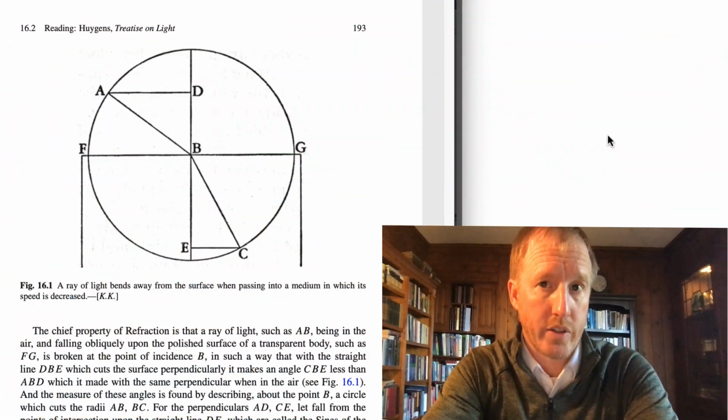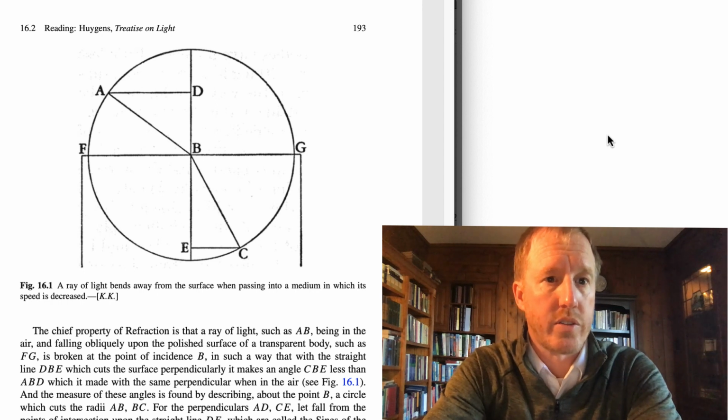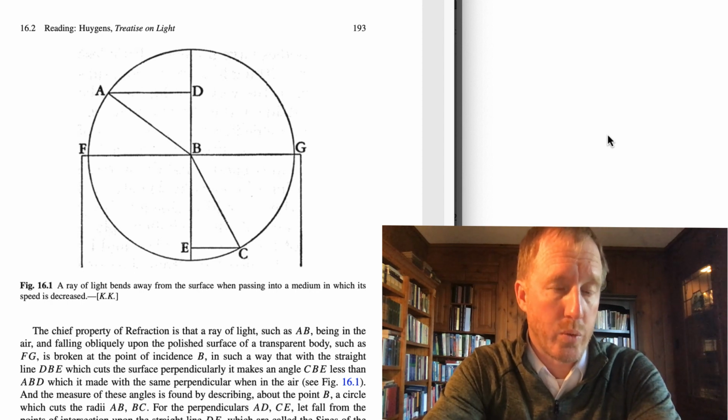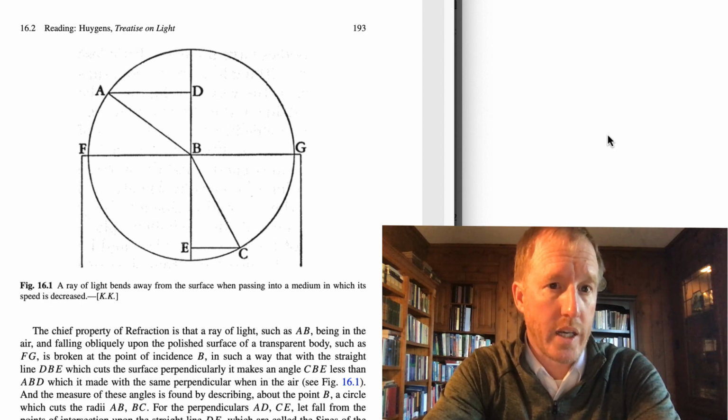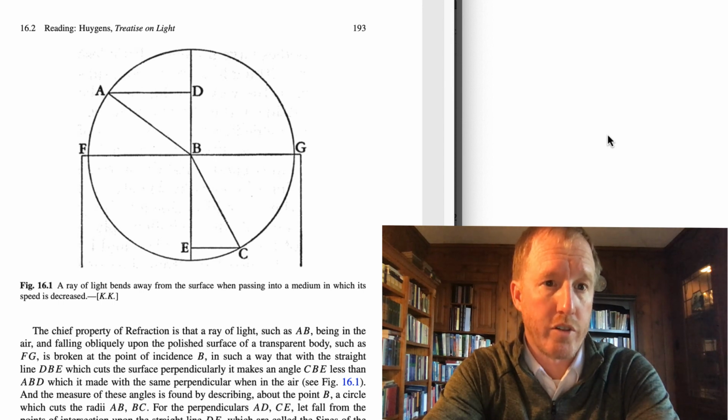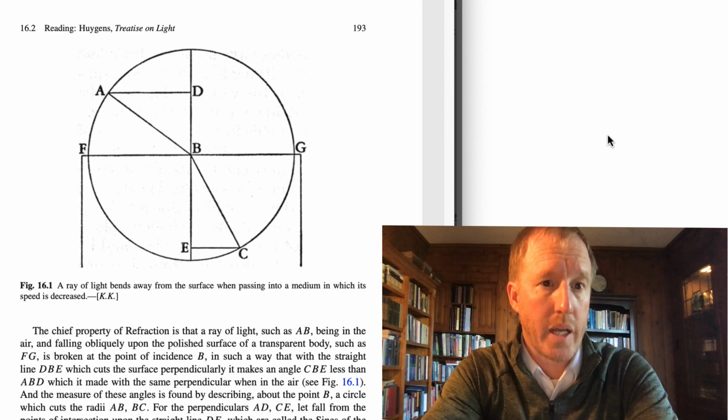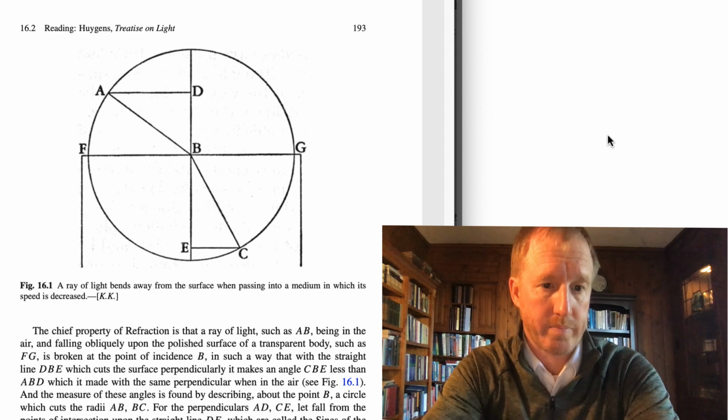This is illustrated on page 193 in A Student's Guide to the Great Physics Texts, in figure 16.1, where we show an interface between two types of materials. That interface is denoted by the line FG. The light coming into that material comes along a line AB. When it strikes the material, it bends and follows a new trajectory along the line BC. And there's a relationship between the line segment AD, which is a sine of the incidence, and the line segment EC, which is a sine of refraction.